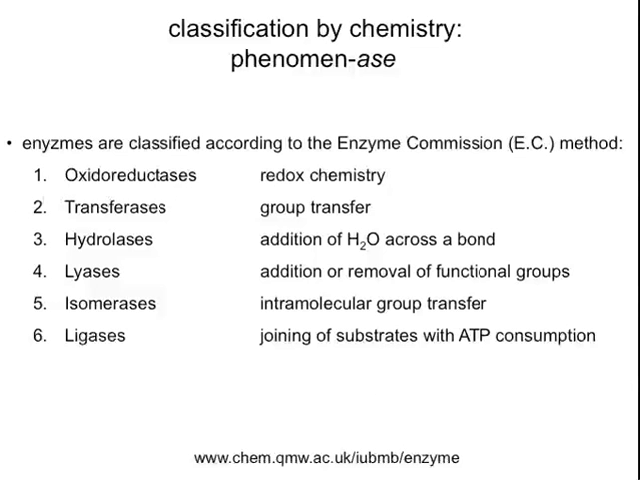Oxidoreductases, which carry out redox chemistry, transferases, which carry out group transfer, hydrolases, which add water across a bond, lyases, which add or remove functional groups, isomerases, which carry out intramolecular group transfer, and ligases, which join substrates together, typically with the consumption of ATP as an energy source. Those numbers are important, right? We associate each of those numbers with a specific category, as we'll see.